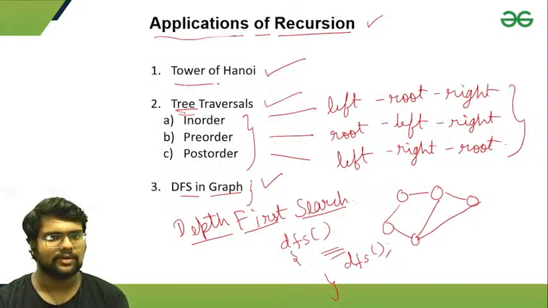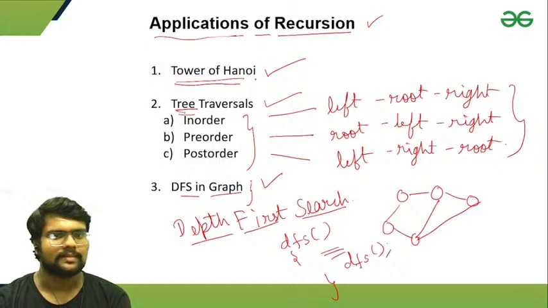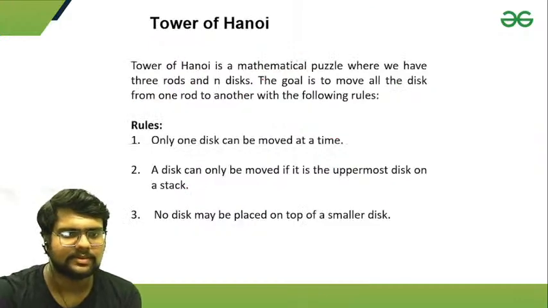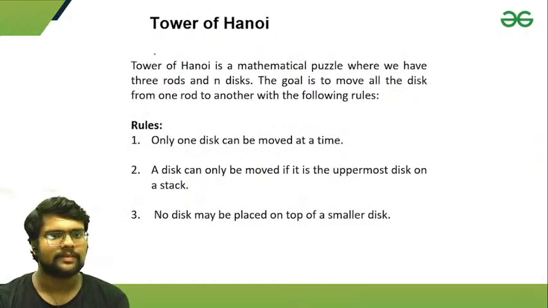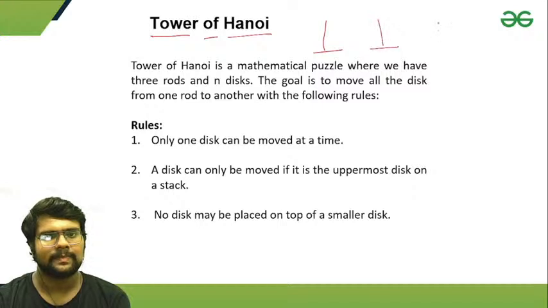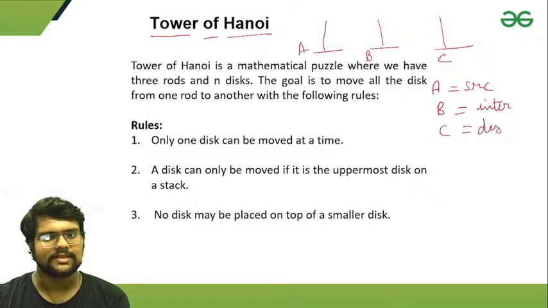For now we will cover the tower of Hanoi application. So let me move on to tower of Hanoi. In Tower of Hanoi we have three rods, A, B, and C. Here rod A is our source rod, B is our intermediate rod, and C is our destination rod.